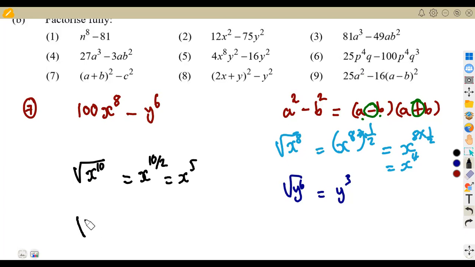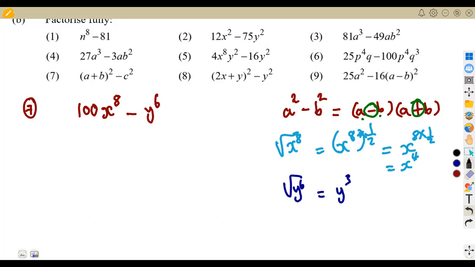All right. If it is the square root of x to the exponent of 20 like this, you simply divide. So that's x to the exponent of 20 divided by 2, which is x to the exponent of 10. So that's how easy you can determine the square root of any exponent that you're given.